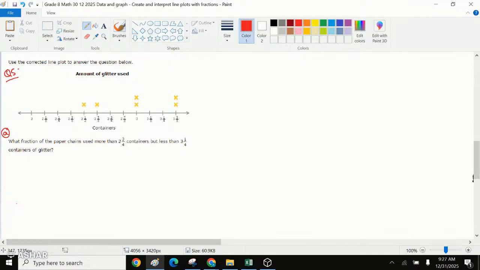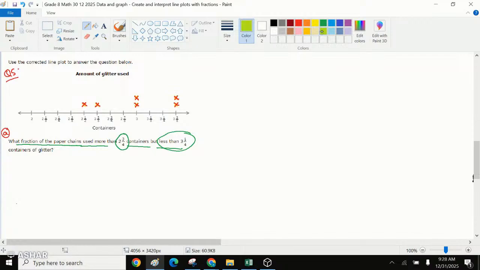Use the corrected line plot to answer the given question. They're telling us how much glitter would be used. For 2.5 containers, 1 glitter box used. For 2 5/6, 1 glitter box used. For 3 containers, 2 boxes used. For 3/8, that is 2 boxes used over here, right? So the question says, what fraction of the paper chains use more than this amount of containers, but less than 3 1/4, right?